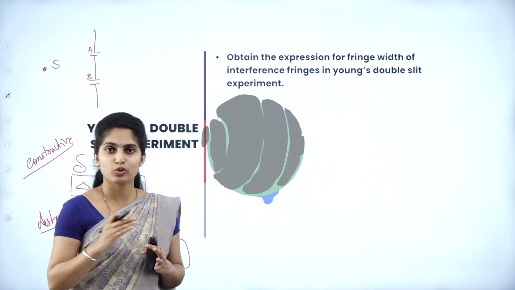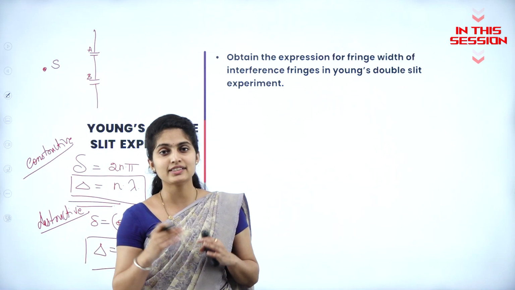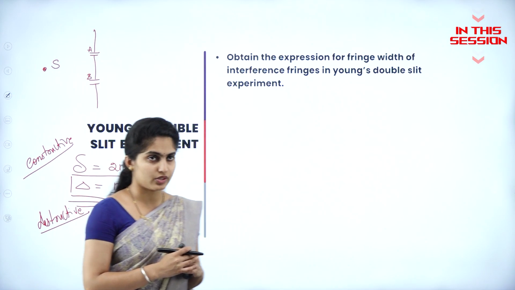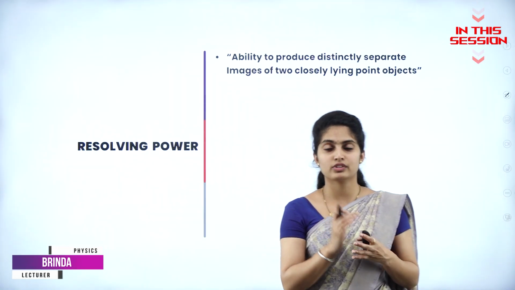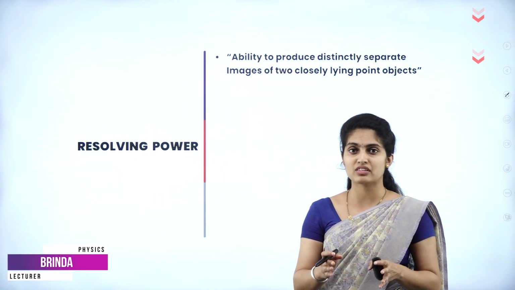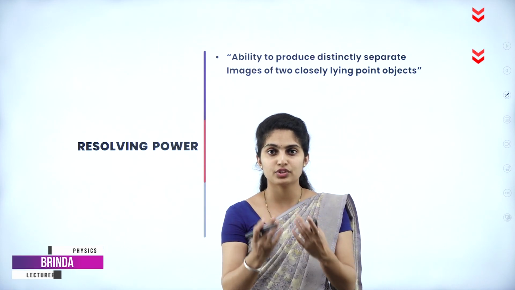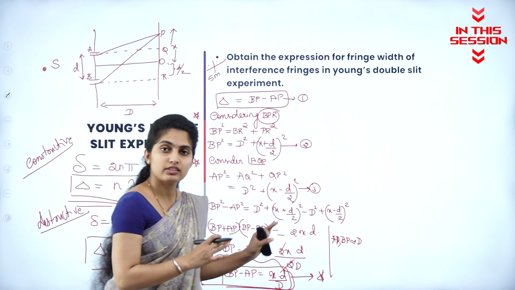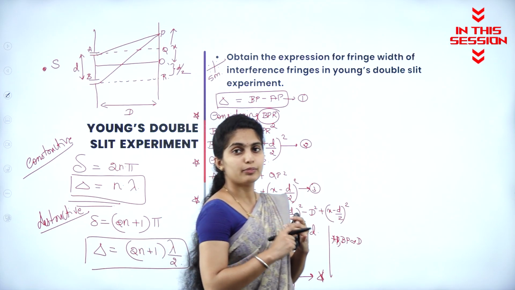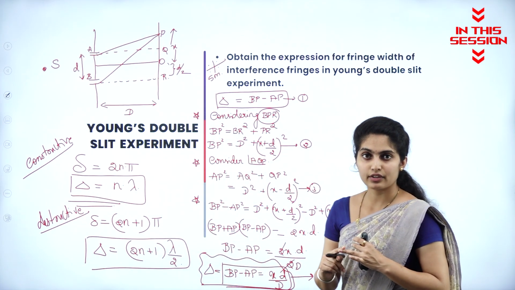So source is a monochromatic source or a monochromatic light. The slits are coherent sources. So what is meant by a limit of resolution? Limit of resolution means it's a distance between two objects which is to be observed. Having this equation, we have to get for bright fringes as well as dark fringes. Okay.